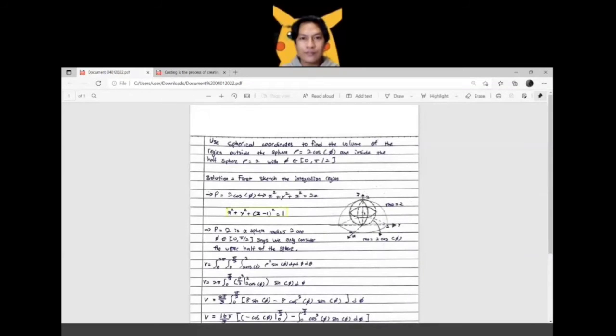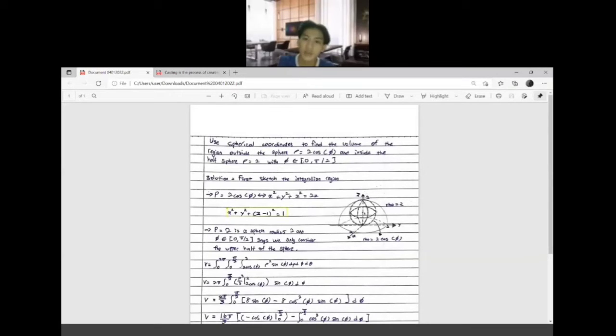I have to take a look at the question that you gave me. The question is, use spherical coordinates to find the volume of the region outside the sphere rho equals 2 cos phi, and inside the half sphere rho equals 2 with phi from 0 to pi over 2. First of all, we need to start the calculation with the sketches. I have done the sketches, and this is the sketch.